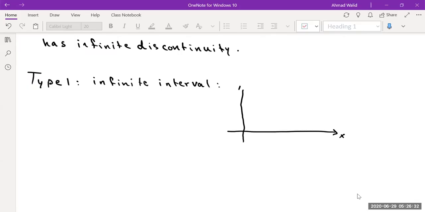Here, x, y, for example, I have this function y equals f of x. This is some function f of x, correct? And this point, let's name it a.